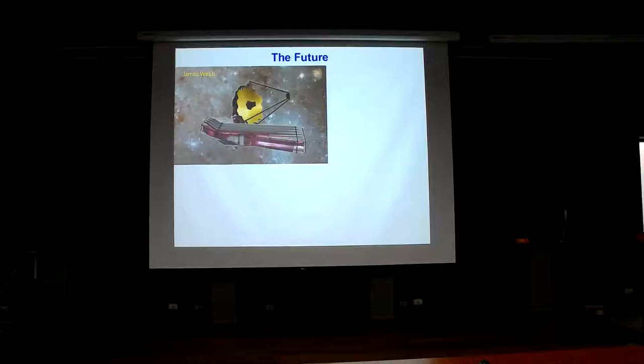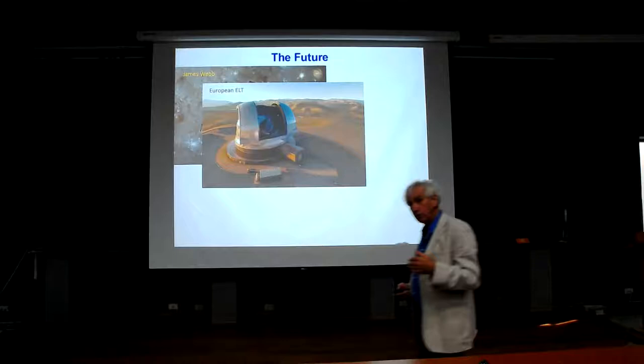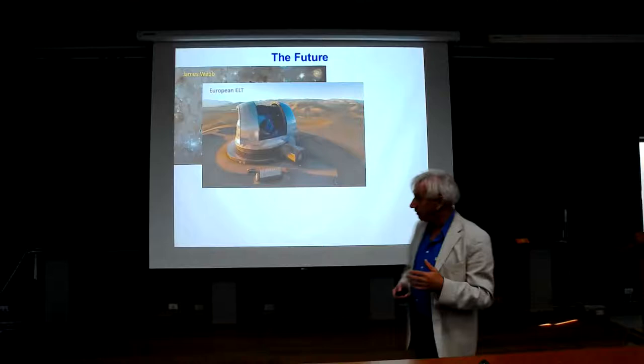There's a series of large telescopes being constructed. The European Extremely Large Telescope, remember they had a name, the Very Large Telescope. Originally, they were going to build a 100-meter telescope. They called it the Overwhelmingly Large Telescope. But then they couldn't quite afford that, so they scaled it back, and now it's called the Extremely Large Telescope.